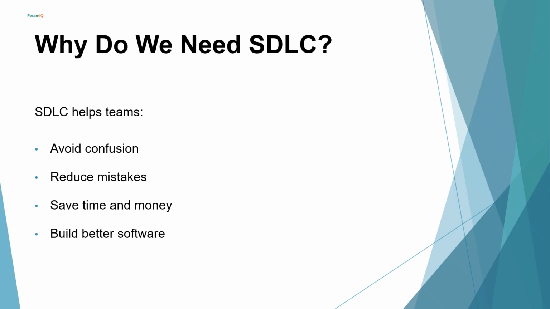So why do we need SDLC? SDLC is needed because it helps teams avoid confusion, it reduces mistakes, it saves time and money, and it helps build better software. Now imagine building a house without a plan. Would that house be fit? No. So SDLC is just like your building plan, but the difference is that it is used for building software.